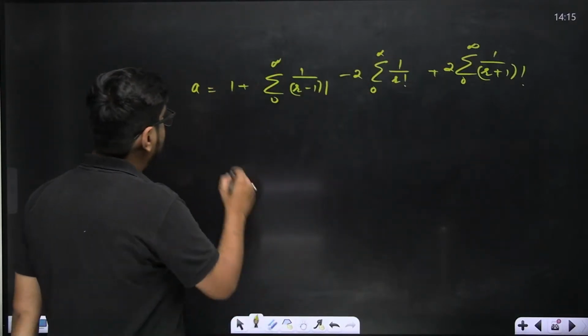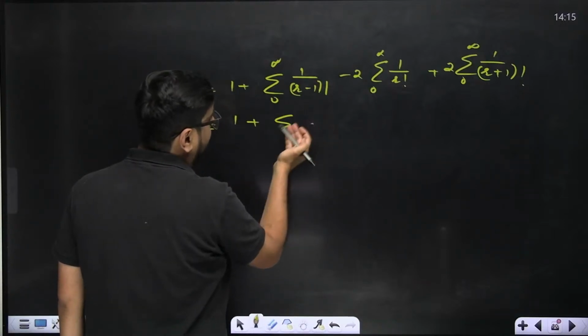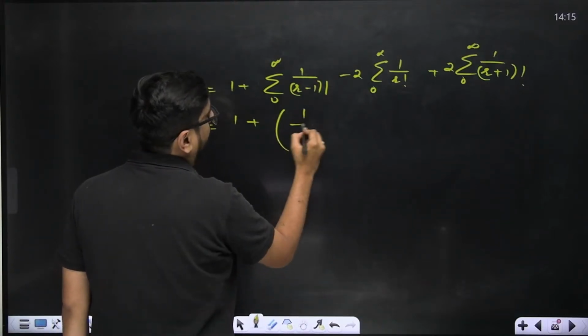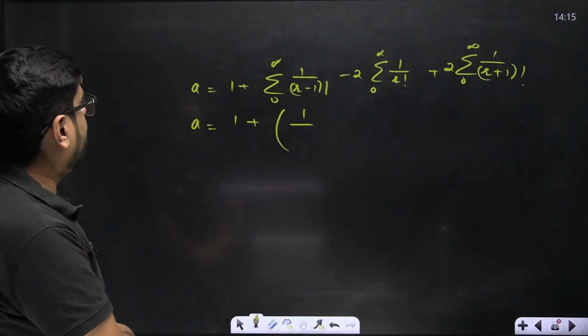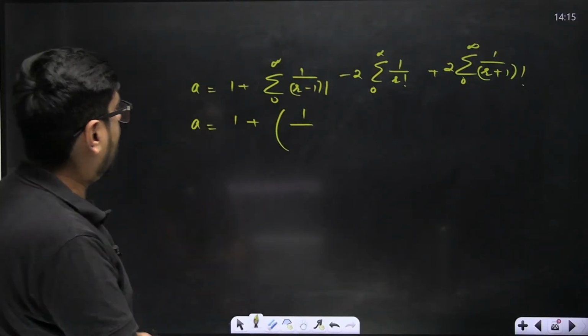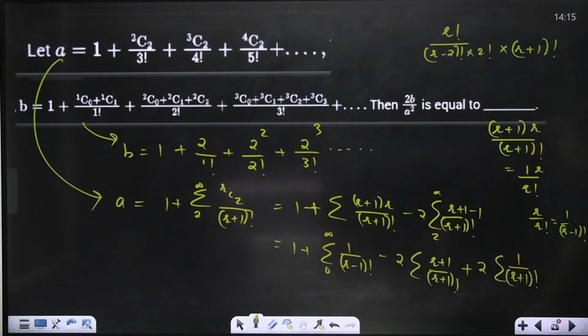Now see, what is this? A is equal to 1 plus. What type of series are we getting? If I open this, 1 upon, arey yaar, minus, wait, this should not be r minus 1 factorial, bhai. R minus 1 factorial we cannot create only.